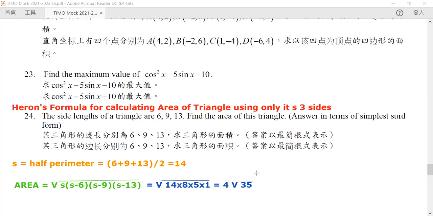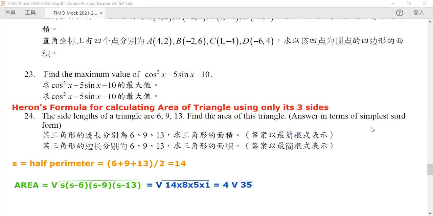Now, Heron's formula is extremely useful, especially when we need to calculate the area of a triangle in a very short amount of time. We do not need to know the angles of the triangle. We do not need to know the height of the triangle. We can use only the 3 sides, and we can get this wonderful result using this formula.